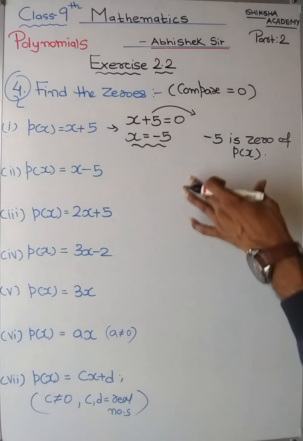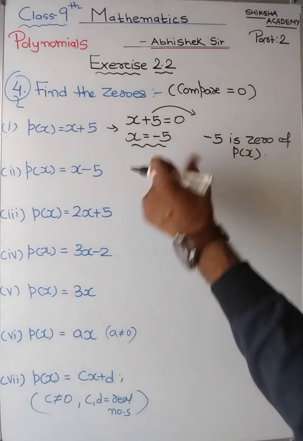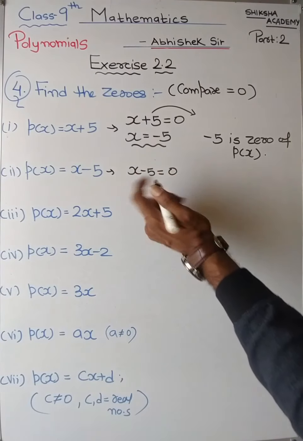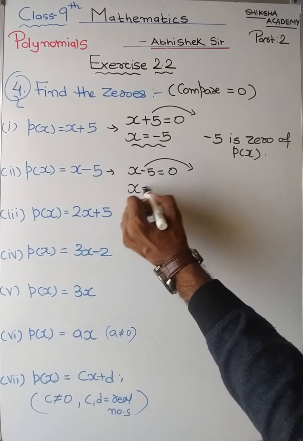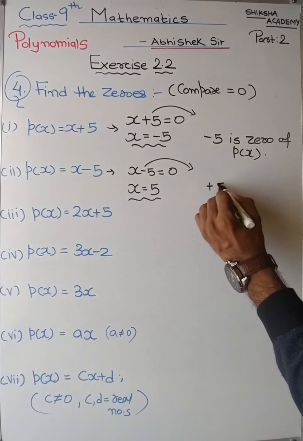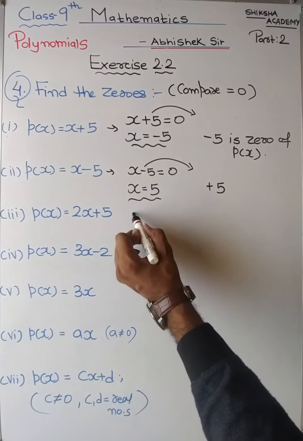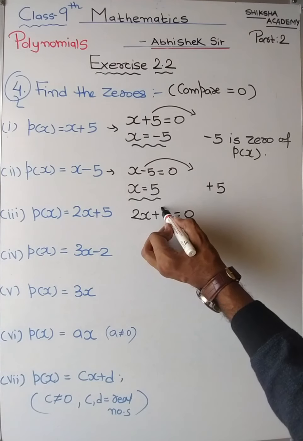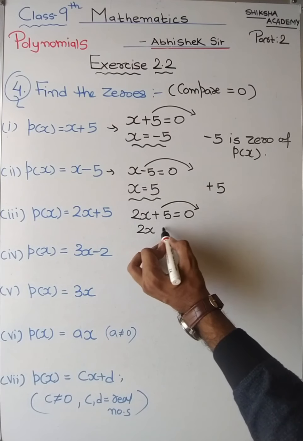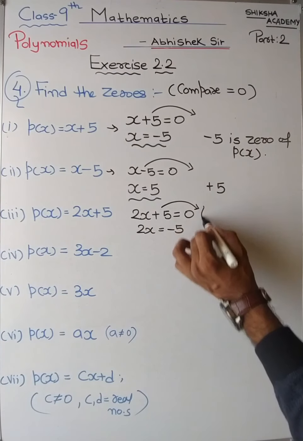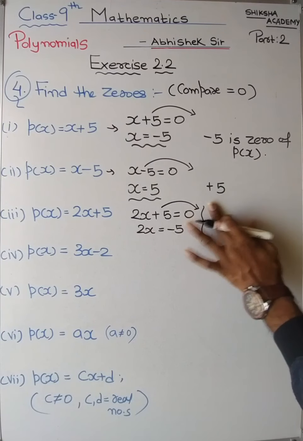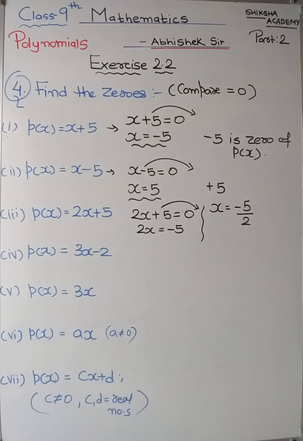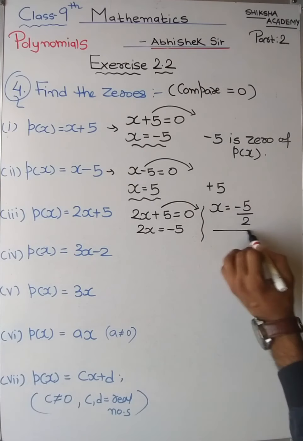I'm not going to repeat this, but you just see the process. Over here it will be x minus 5 equals 0. Minus 5 goes on this side, x equals plus 5. So plus 5 is the 0. Over here it is 2x plus 5 equals 0. See carefully, plus 5 goes on this side, 2x equals minus 5. Then if 2x equals minus 5, what is x? X is minus 5 by 2. Clear? So minus 5 by 2 is the 0.